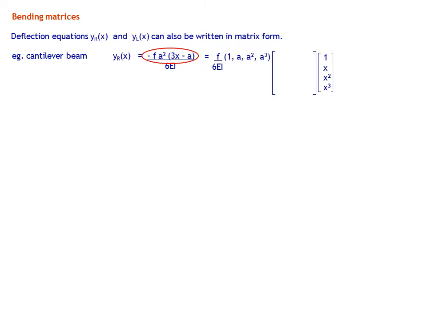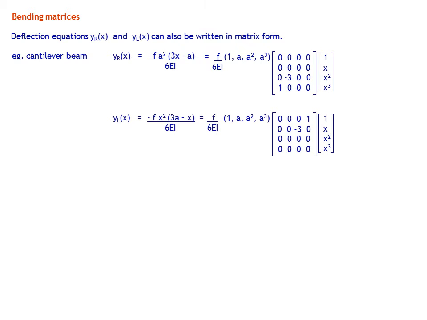As there aren't any terms involving a to the power 0 or a to the power 1 in YR of x, the top two rows of the 4×4 matrix are 0. A squared is multiplied by (a minus 3x), so we need a minus 3 in the third row, second column. And we need a plus 1 for the a cubed, which we get by putting a 1 in the last row, first column. All the other elements are 0. We can determine the 4×4 matrix for YL of x in a similar manner.